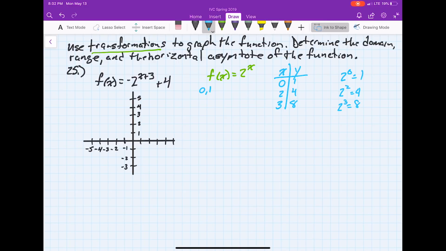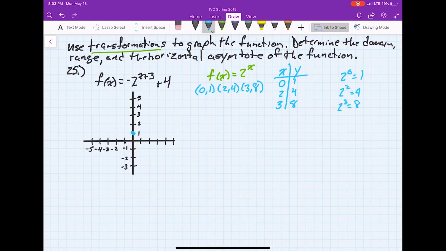So the reason I'm doing it this way is because we're supposed to use transformations. So I'm going to transform these points. Another way you could do the transformations is knowing that the negative is going to reflect, and then do that, and then move the graph up 4 and then left 3. And it's kind of a big pain to do all of that. So I'm just going to do it mathematically with these points.